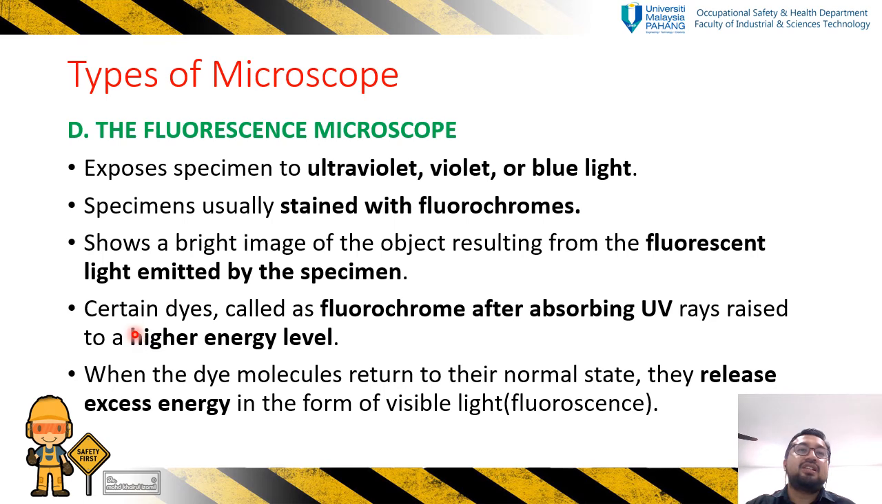Okay, macam saya cakap tadi. Certain dyes called as fluorochrome after absorbing UV rays raised to a higher energy level. When the dye molecules return to the normal state, they release excess energy in the form of visible light. Dia akan absorb dulu UV ray ni sebab dia ada fluorochrome ni, and then dia akan release energy yang baru, kita boleh nampak bentuk fluorescent tersebut.